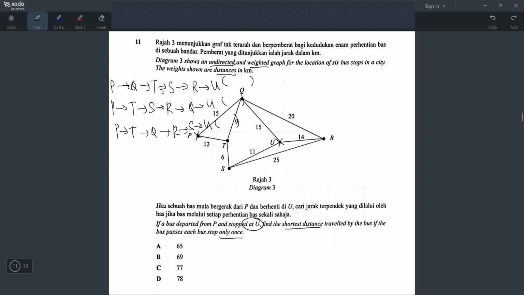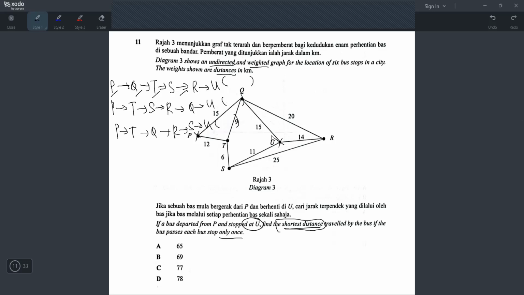Okay, so now what I do is I will add all the distances. Then I can find out which one is the shortest distance. So let's find out the distance for the first route. P to Q is 15, so I will press my calculator 15. And then plus Q to T, which is 9. And then plus S to R which is 25. And then plus the last one, R to U, which is 14.